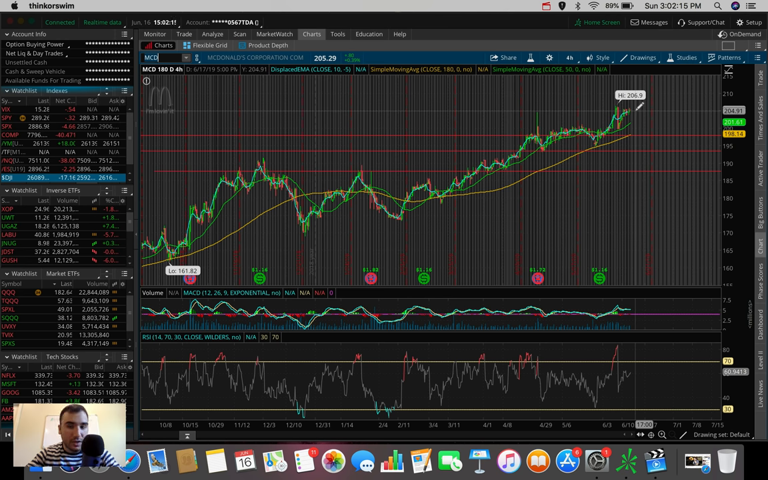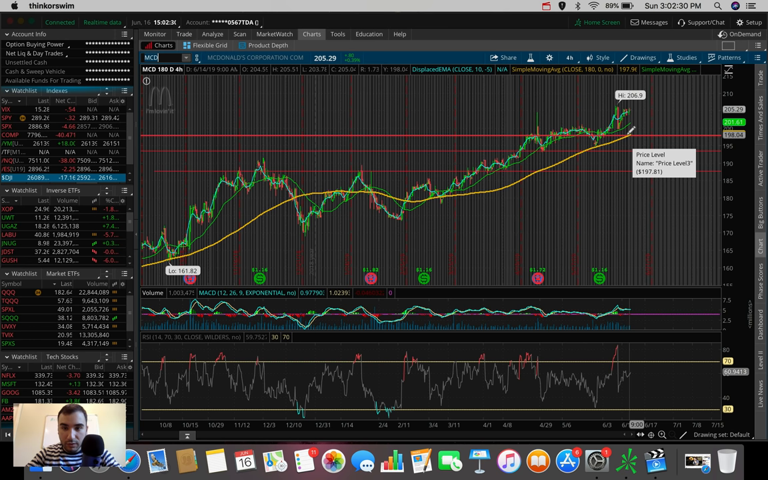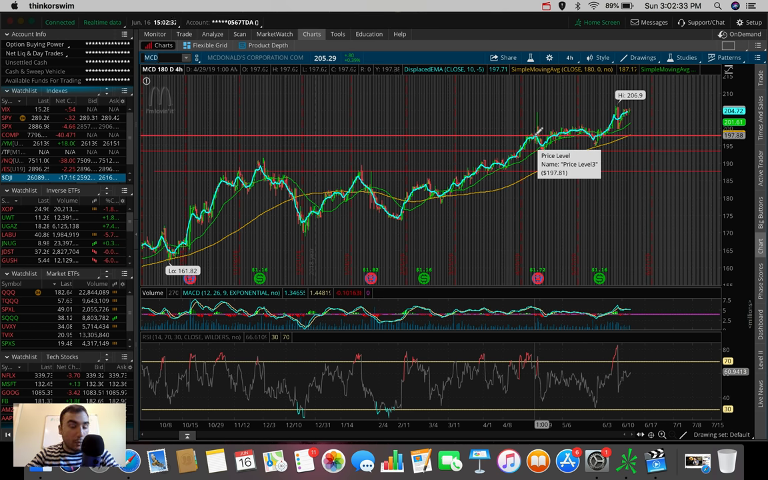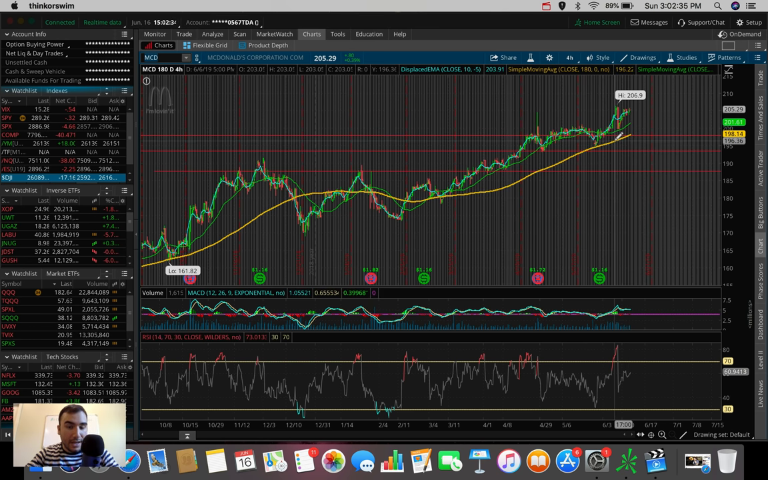I talked about it in the previous videos, but I would love to see a pullback on McDonald's and either a retest at about 201 on that 50 SMA, or even better, guys, a retest at, let's say, $198, $199. That would put us at an old resistance at about 198, which would be a new support, obviously, and it would put us on top of that 180 SMA.